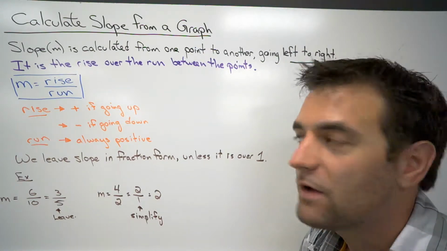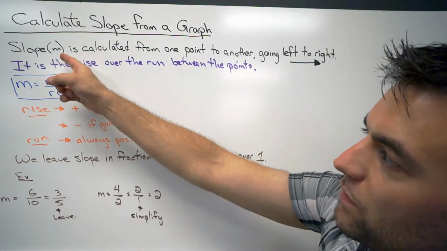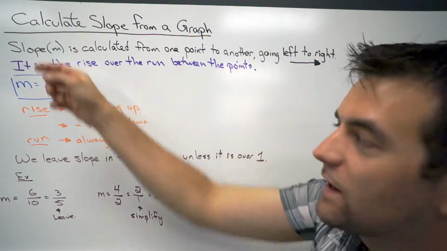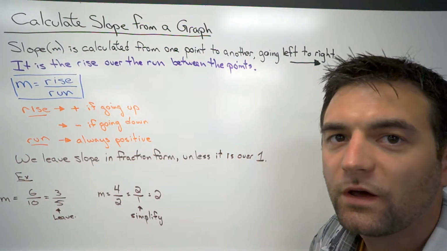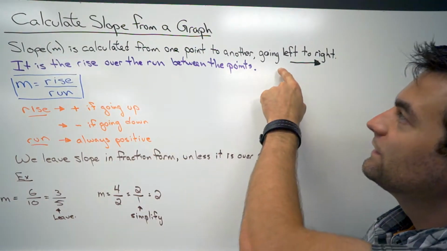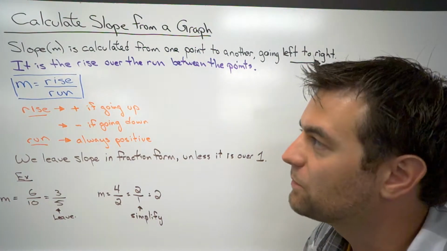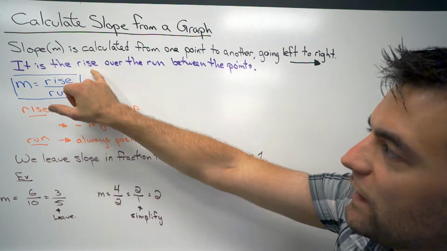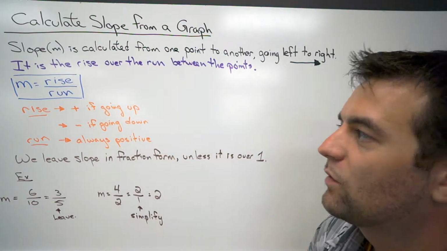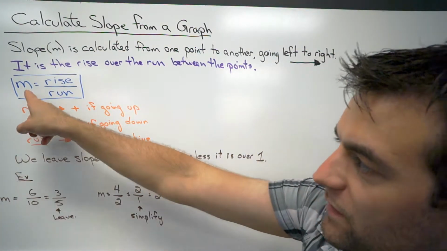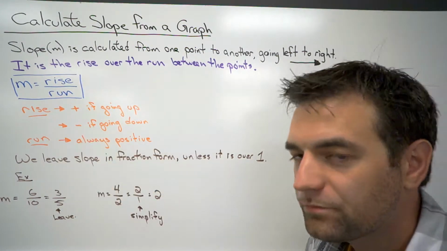Calculating slope from a graph. Slope, which we represent with the letter M, is calculated from one point to another on the graph, moving left to right. So we always move in a left to right direction when we're calculating slope. It's the rise over the run between the points. So we actually have a formula, M equals rise over run.